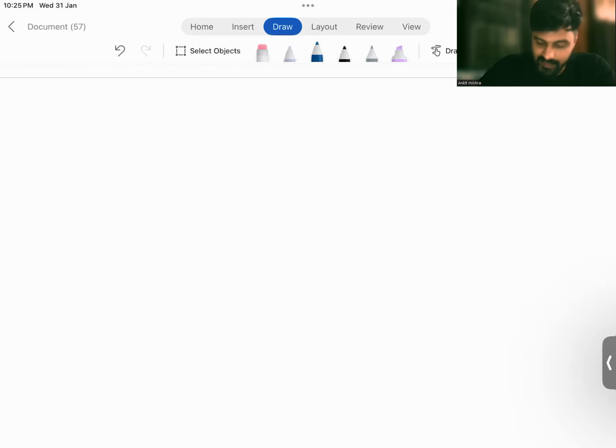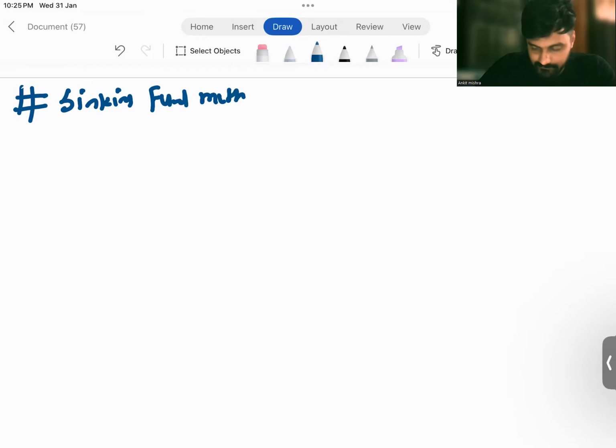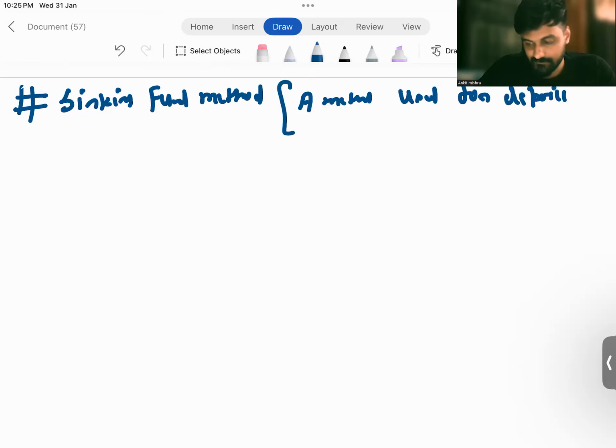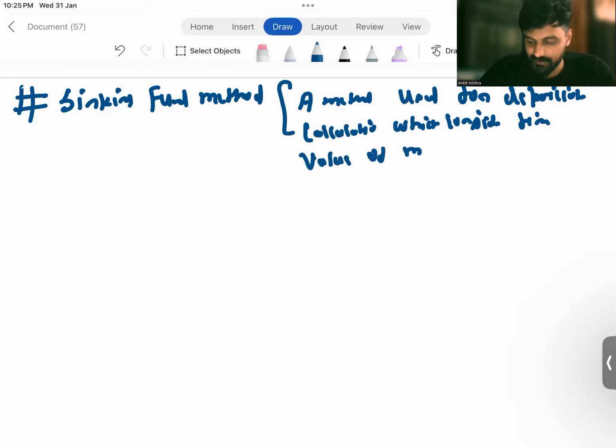Now I'll talk about the next method, which is also based on the annuity, and that method is called the sinking fund method. This method is used for depreciation calculation, which considers the time value of money. If you can recall my last lecture, there I talked about depreciation methods which do not consider the time value of money.